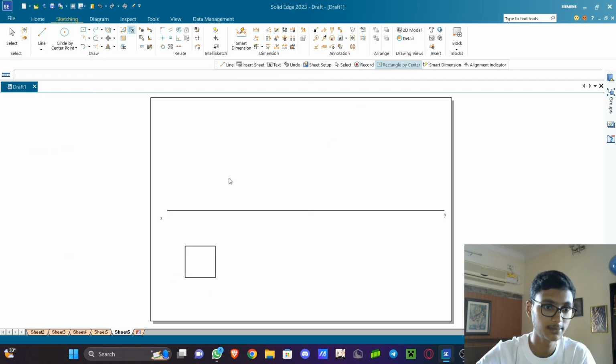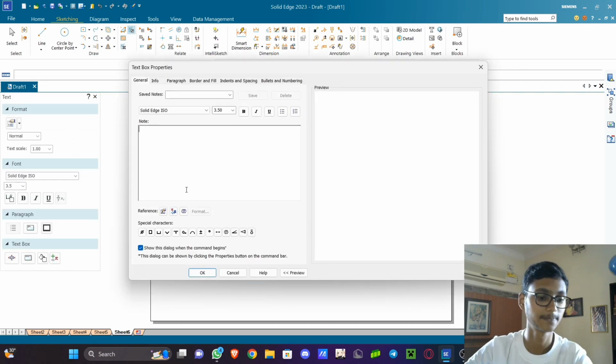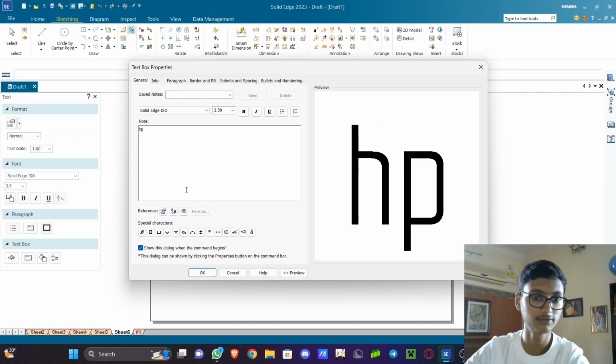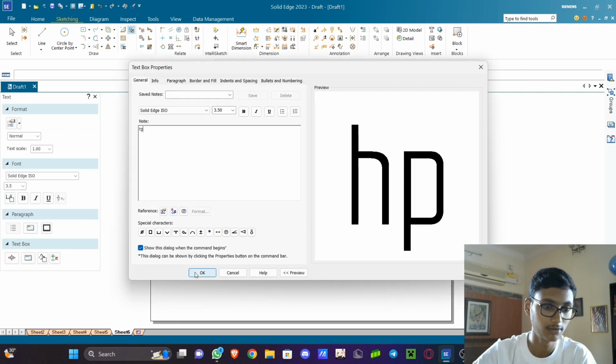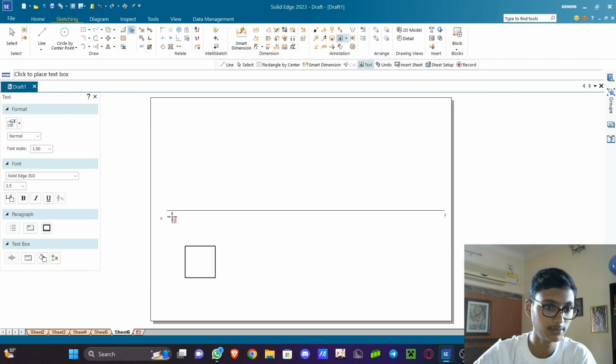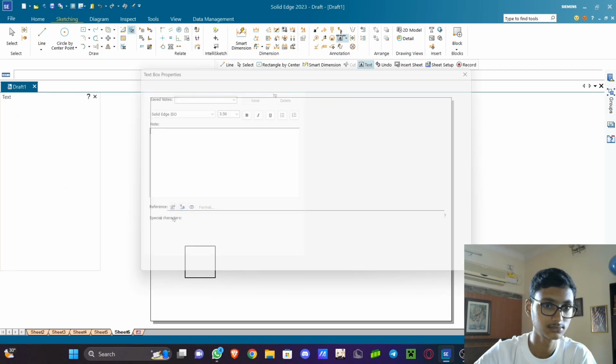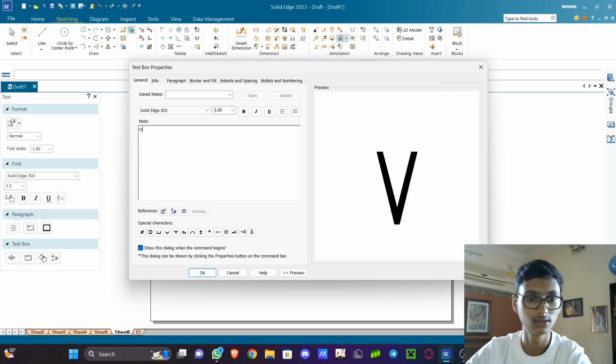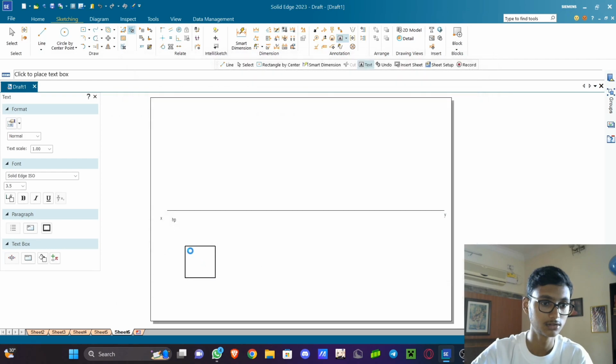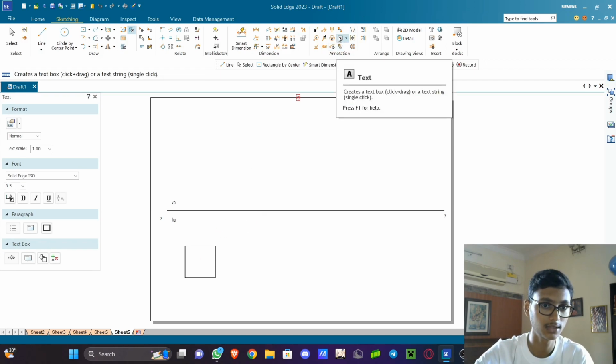Wait, I forgot to name HP and VP. In planes we always need to draw angles in the first quadrant. So HP will be below the XY line and VP will be above the XY line. So our first part of the problem is done. We have drawn a square lamina of 30 mm side resting on HP. Now let us name the square lamina as ABCD.